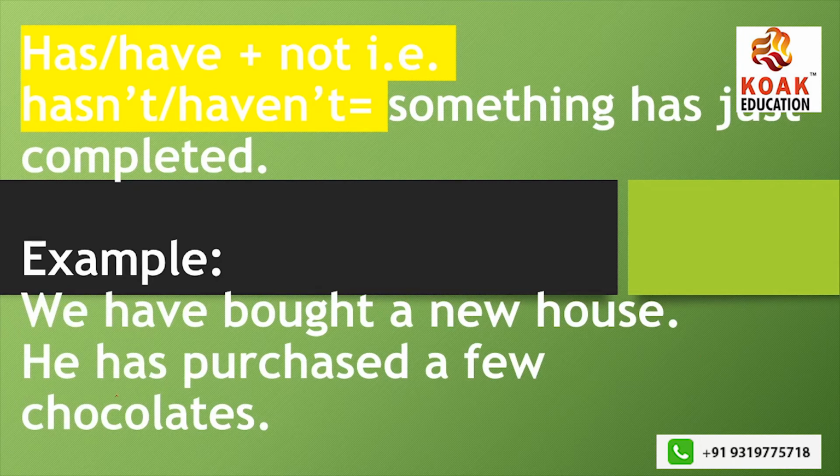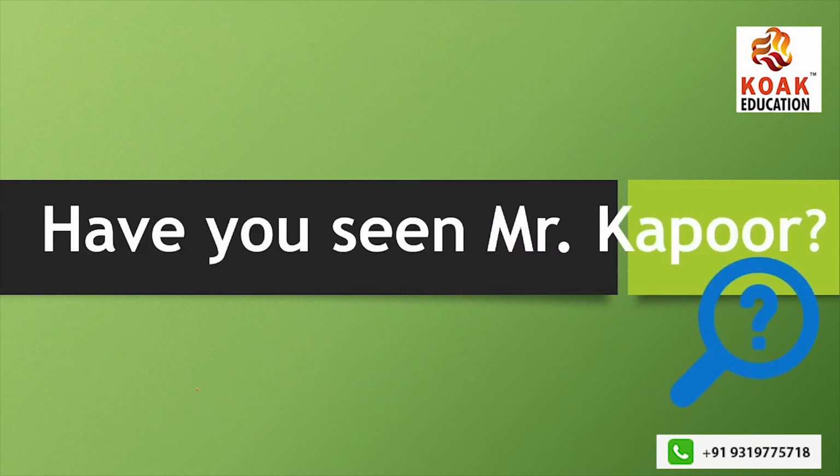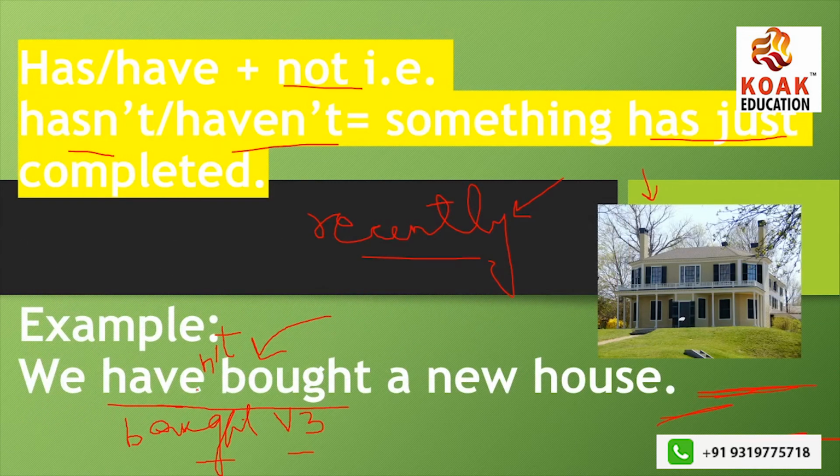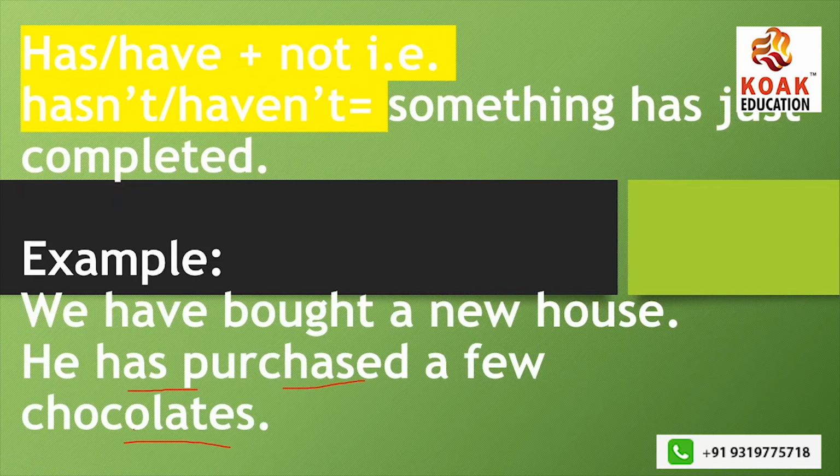Second example is, he has purchased a few chocolates. He has purchased a few chocolates, which means he's recently purchased a few chocolates which he would never share with us, probably because people love chocolates. Okay, there are no chocolates here. Use of has and have would be defined the same way, okay, as we've done just now.